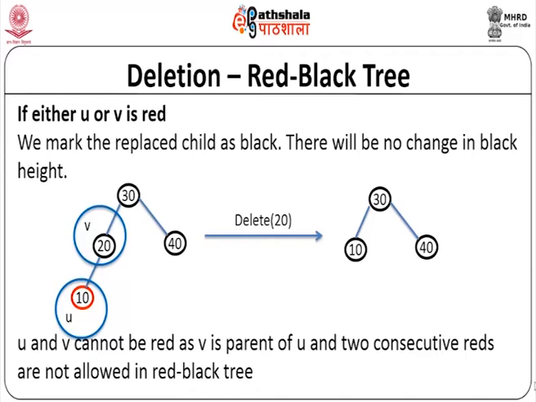U and V cannot both be red, as V is the parent of U, and two consecutive reds are not allowed in a red black tree. So, in this case both cannot be red. If both are red, it is violated. So, both cannot be red because two consecutive reds cannot occur. So, that is, either U or V is red.